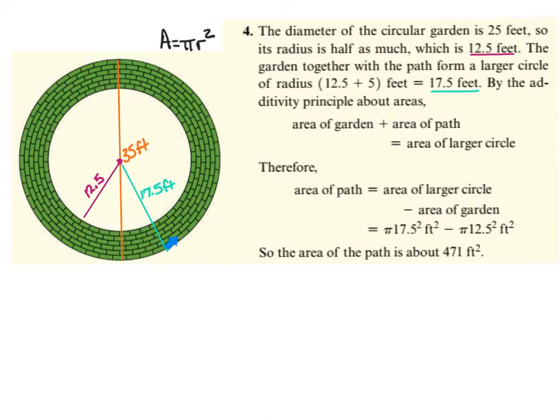So if I find the large one, that's going to be the 17.5 radius squared times pi. And then the area of the inner circle is going to be the 12.5 squared times pi, which I've shown right here. So this is the area of the large circle and everything inside. And then the area of the garden, which is the inside part here, is the 12.5 squared pi. So if we did this calculation, we end up with approximately 471 square feet for the area of the pathway, which is these bricks going around.